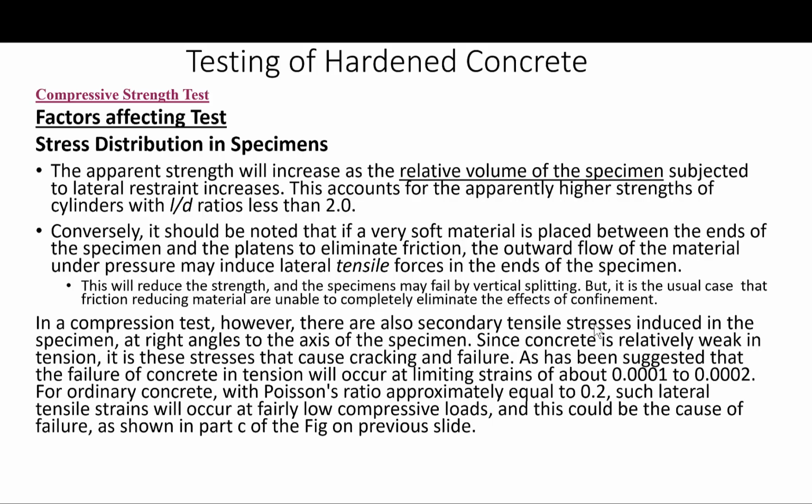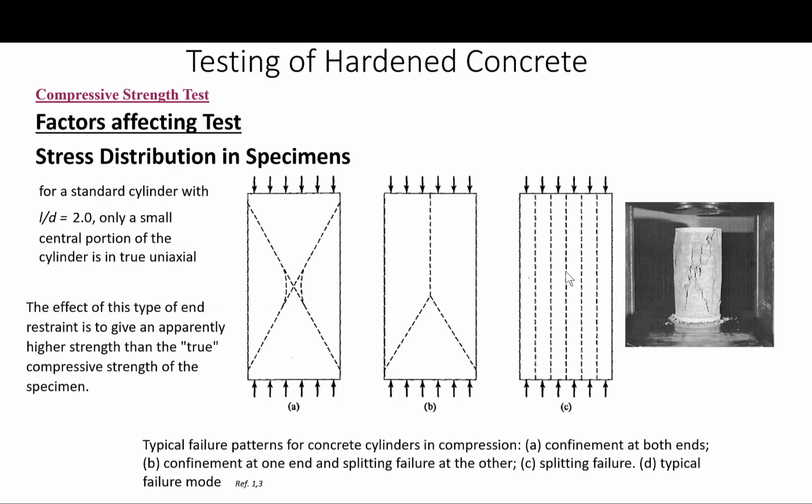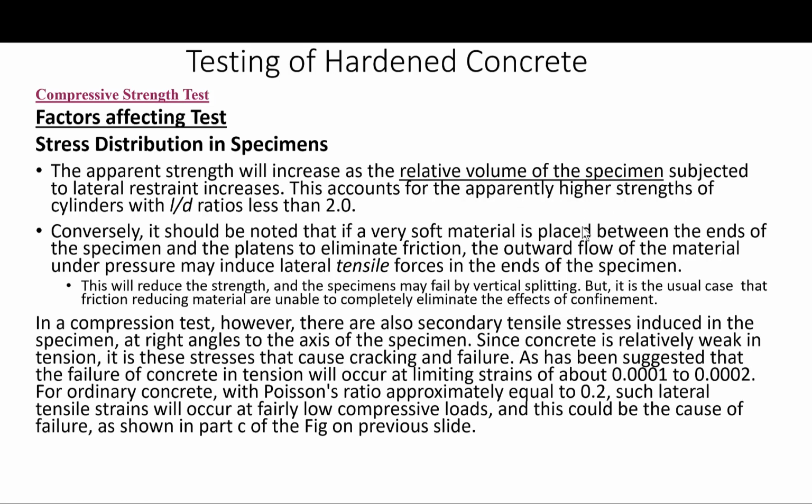It has been suggested that the failure of concrete in tension will occur at a limiting strain of about 0.0001 to 0.0002. For ordinary concrete, with Poisson's ratio of approximately 0.2, such lateral tensile strains will occur at a fairly low compressive load, and this could be the cause of failure, as shown in this case here. This is properly the natural mode of failure in pure compression.